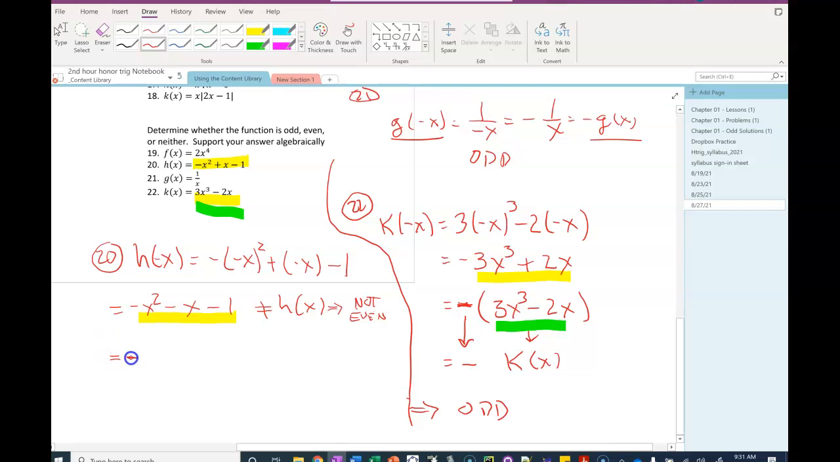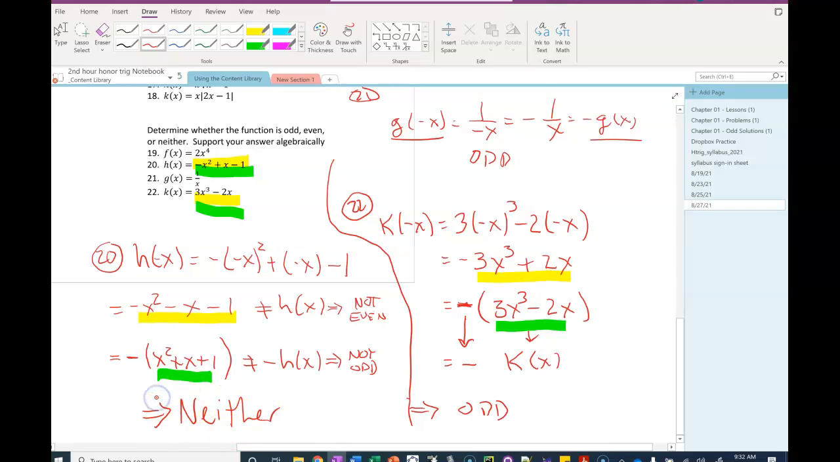So now I'm going to factor out a negative sign. And if I compare this to the original, it's also not the same. So I know that this is not negative h of x. So I know it's not odd. So I conclude then it's neither. You're welcome.